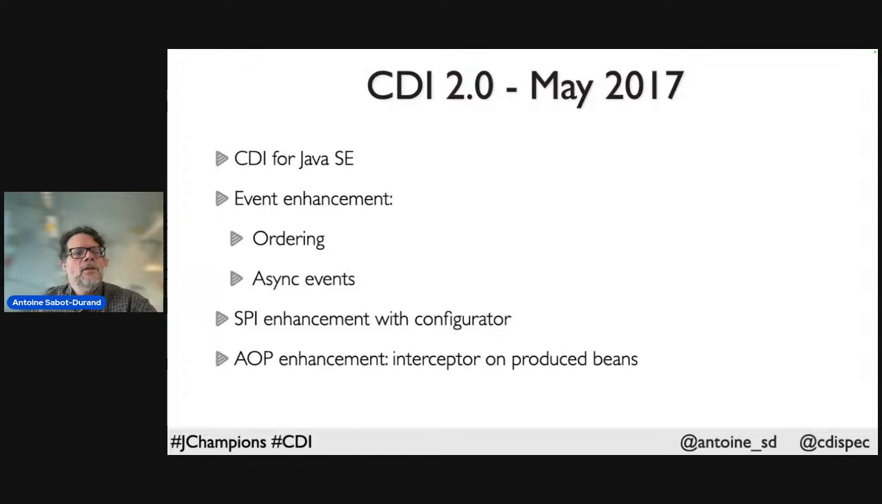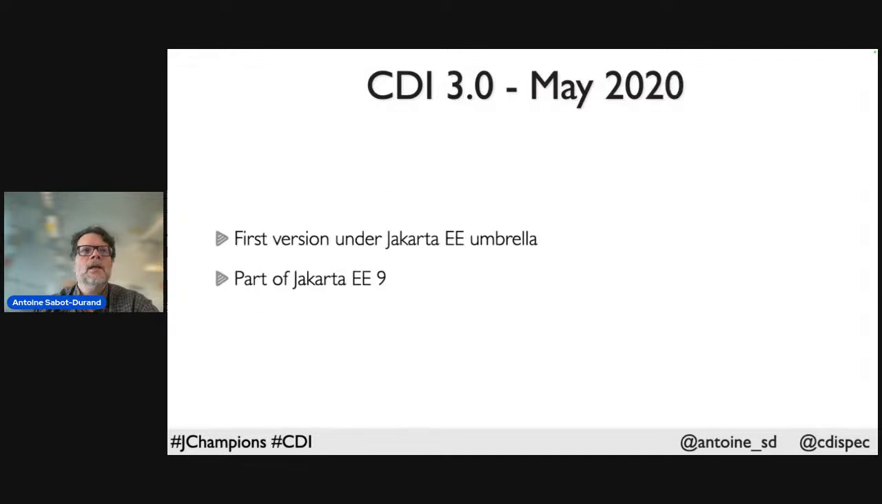And a lot of helpers for your SPI. So before that, creating specific SPI objects at the SPI level was a bit cumbersome. From this version, you have configurators, a kind of builder, helping you to create your annotated type, etc. So a lot of AOP enhancements as well on the interceptor and producer bean, allowing you to have a producer and apply an interception on the producer. That was not doable before that.